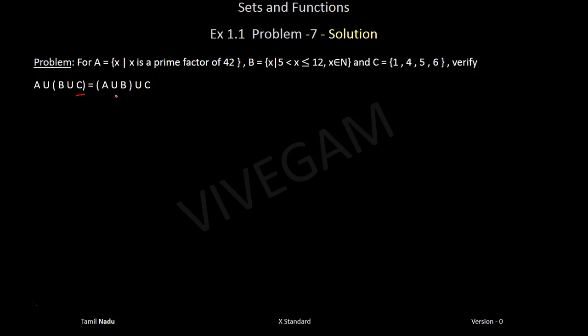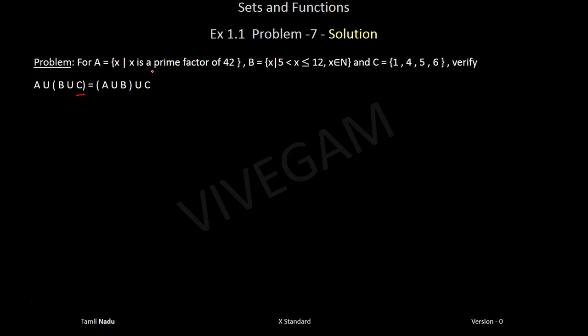Earlier we did A union B. We checked for A union B is equal to B union A. That is only one operation on two sets, and that was commutative property. But if the same property is extended for three sets and two operations, then it is known as associative property. So here we are checking for the associative property of the set operation union.